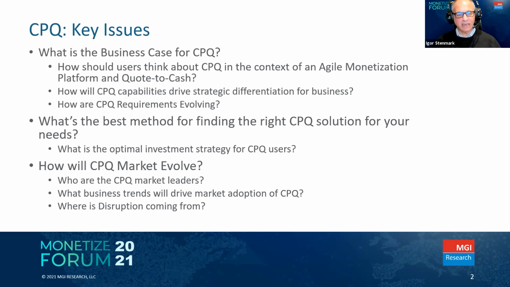And lastly, we'll take a look at the evolution of this market, which is very dynamic, as I mentioned earlier. It's changing fairly rapidly, and there are a lot of interesting things happening both technologically and also from a business standpoint.